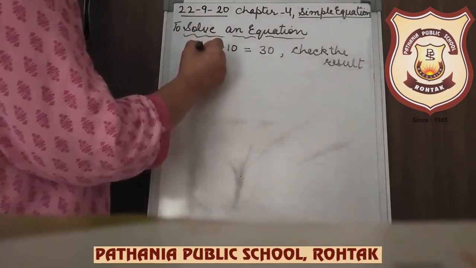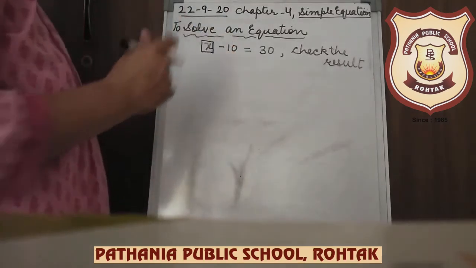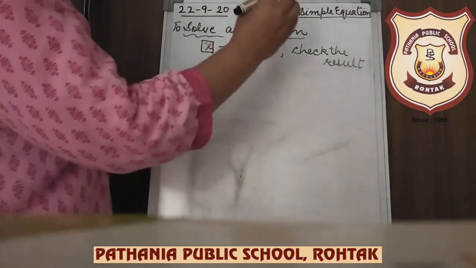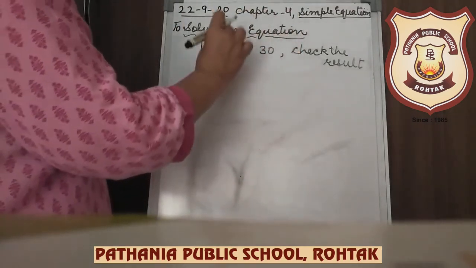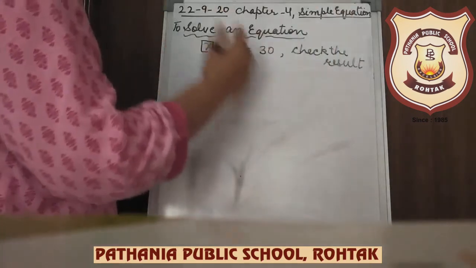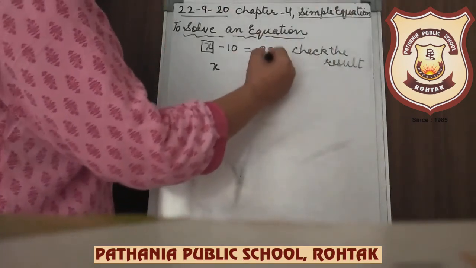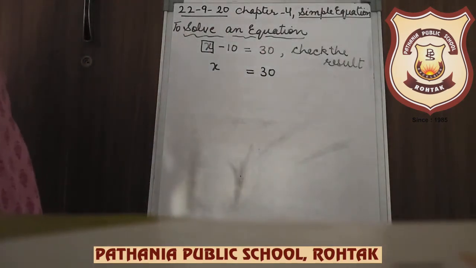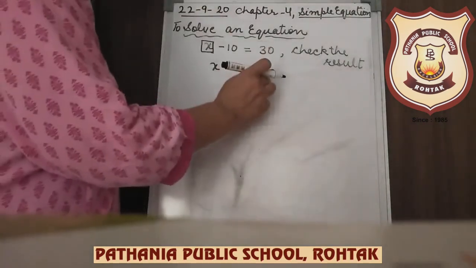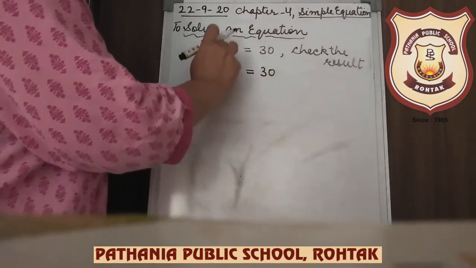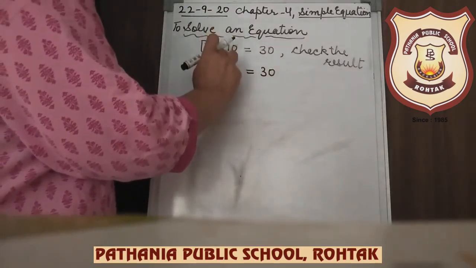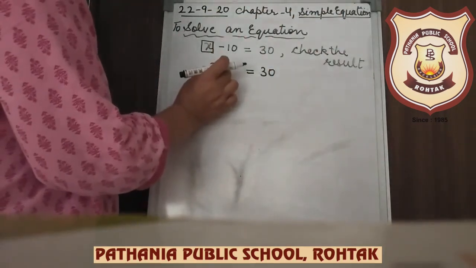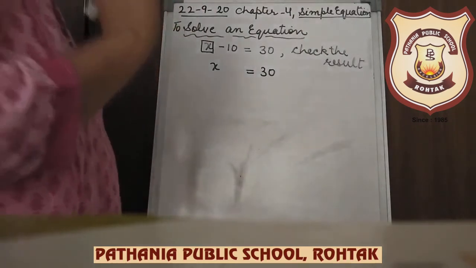Now here this is the variable. Keep the variable on the left hand side and take the other numbers on the right hand side. So 30 is already there, so you are going to write 30 first. And then take this minus 10 towards the right hand side, because only the variable is going to be on the left hand side.